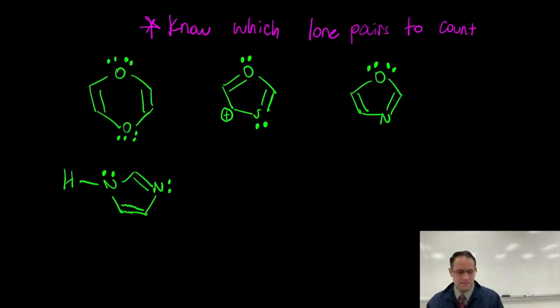Okay, let's do one last thing here before we move on. So it's really important to know which lone pairs to count, and I'll highlight those in yellow. Remember, if it's next to a pi bond, you count one and only one of those lone pairs. If it's on a pi bond, do not count it. So, of course, we count pi bonds, okay?